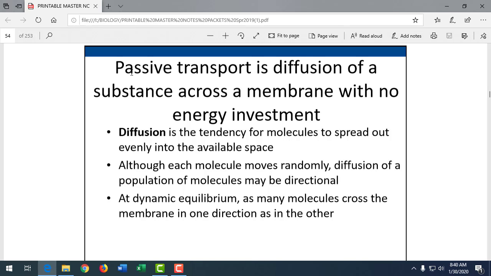Or if I put a drop of food coloring in a glass of water, it starts out as a dark blue drop, right? And then pretty soon the whole glass of water is an even color of blue. That's diffusion. Nothing is alive, right? There's no ATP energy being used.